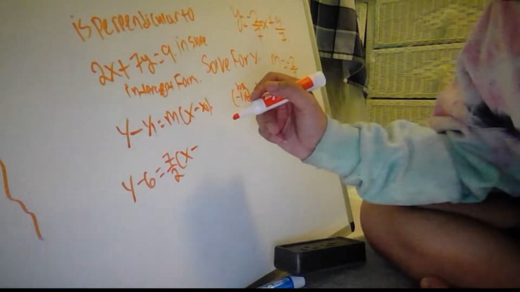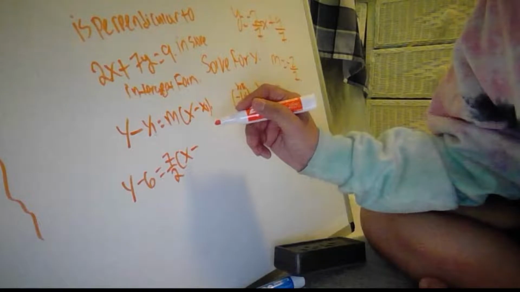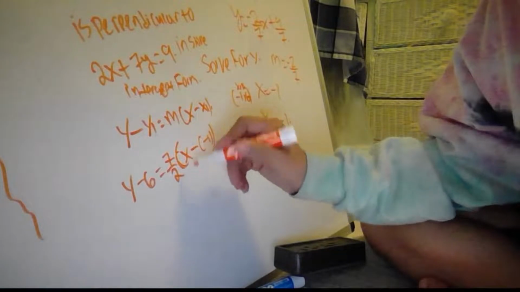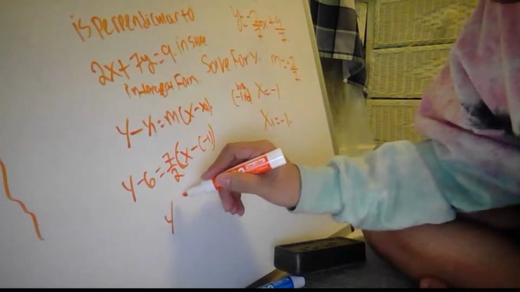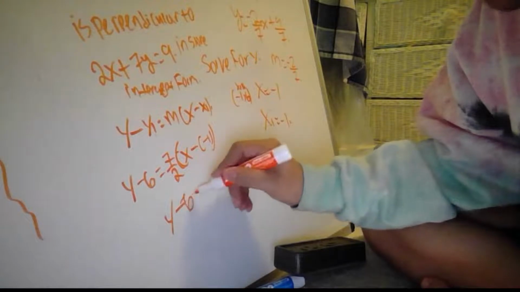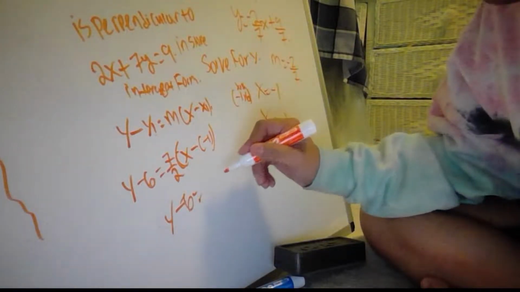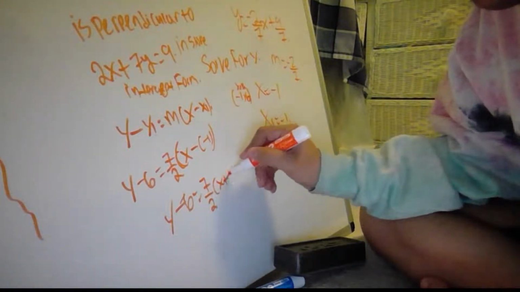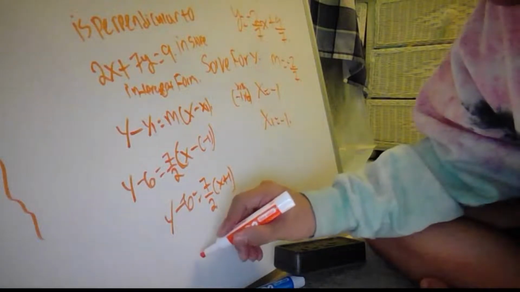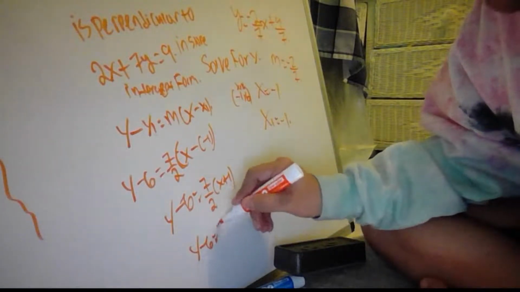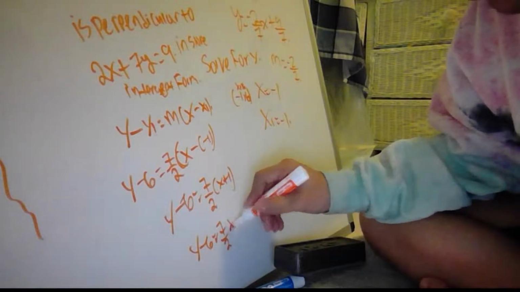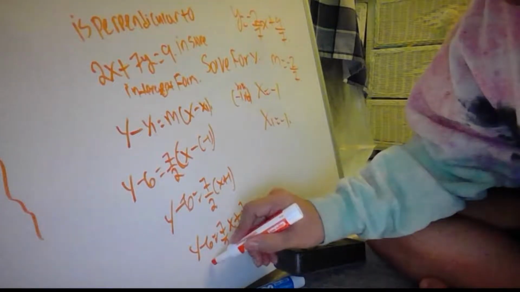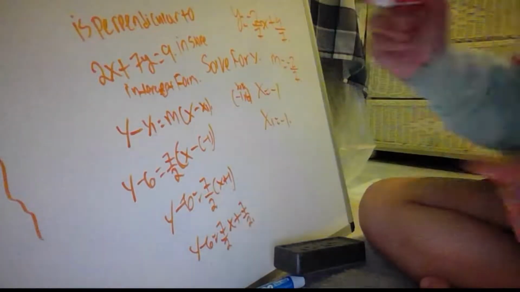Anyways, our x1 is -1, so we're going to say minus -1, right? So it's going to be y minus 6 equals 7 halves times x plus 1. So then we have y minus 6 equals 7 halves x plus 7 halves. So then we add a 6 on both sides, right?